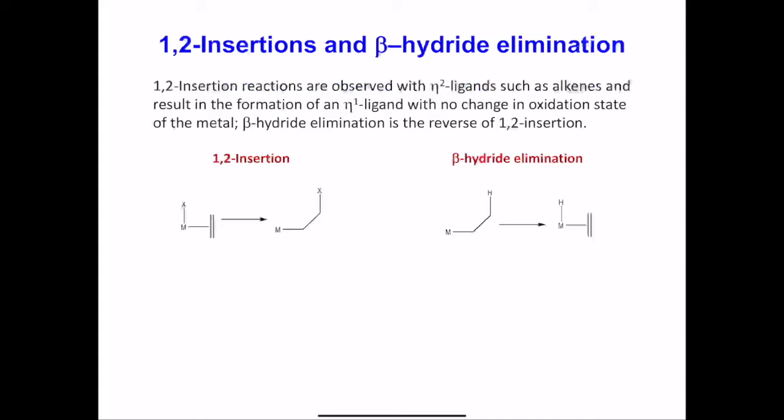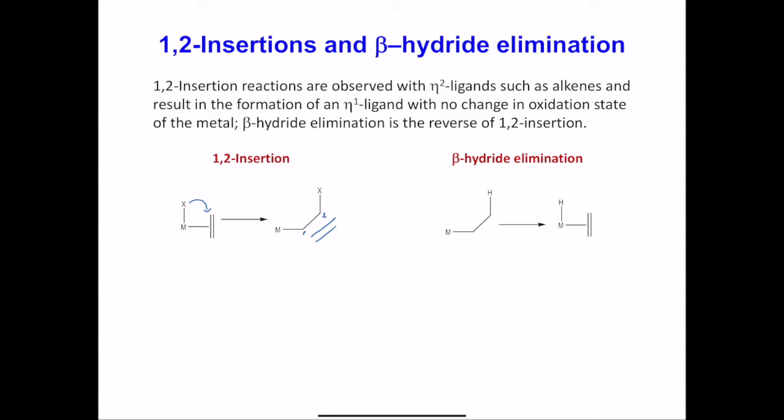So what's a 1,2 insertion reaction? In this case, if you have this metal X attached with an alkene ligand, then same thing, the X will attack one carbon of this alkene ligand, then you end up with the metal attached to the second carbon here. So in this case we call that 1,2 insertion.